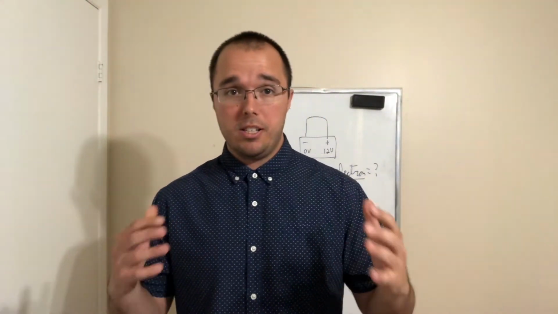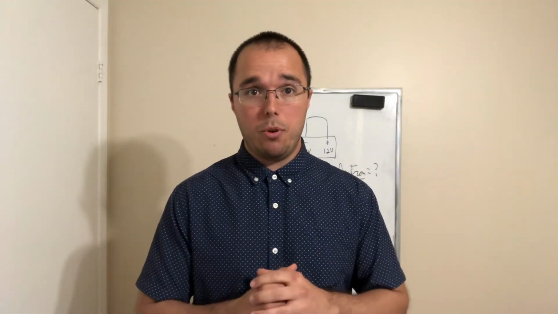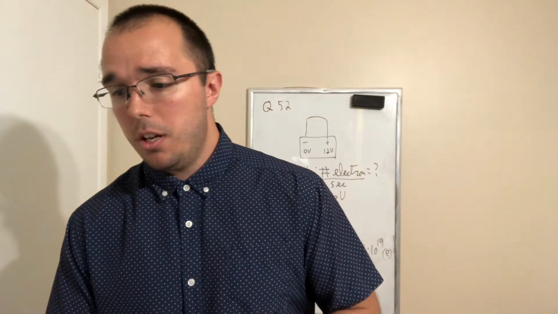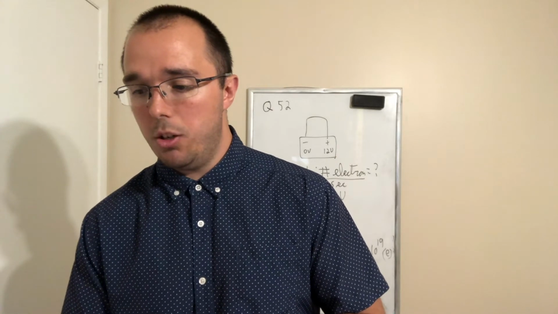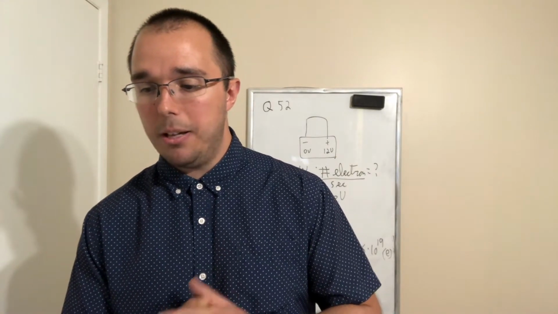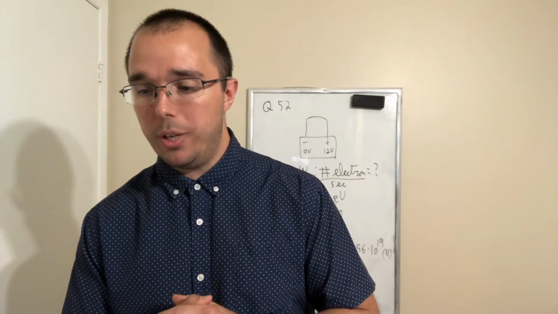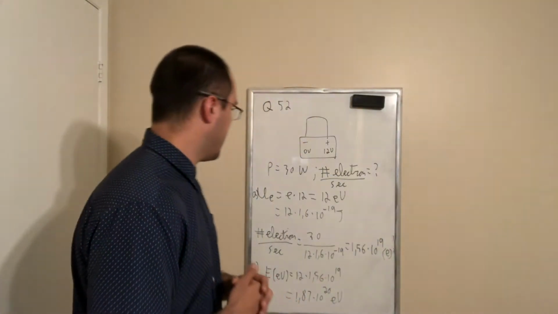Hi everyone, let's solve another example from chapter 4. This time it is question 52. Let's read the question. Question 52. When a 12-volt car battery powers a single 30-watt headlight, calculate part A, how many electrons pass through it each second. So let's start with this.